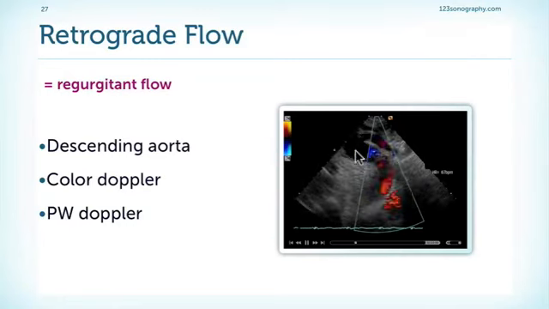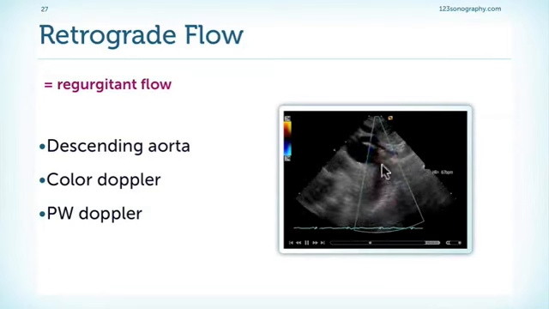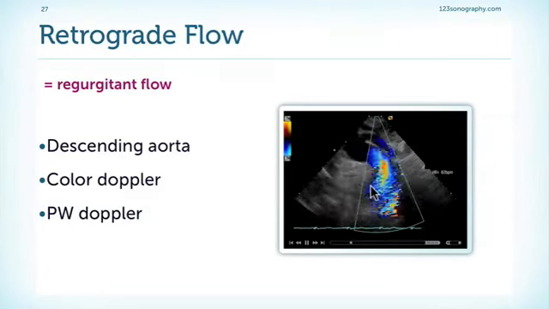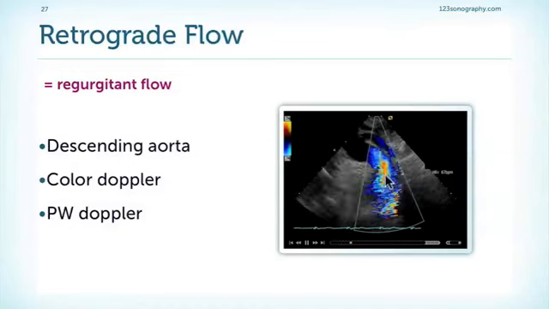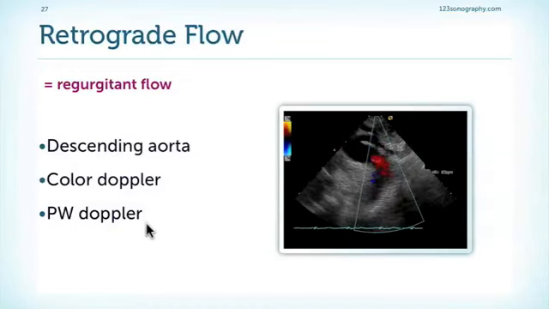This is a suprasternal view of a patient with significant aortic regurgitation, and what you see here is the descending aorta and the aortic arch, and in the color tracing you see that there is retrograde flow regurgitating back towards the left ventricle in diastole. We can use color, but we can also use pulsed wave Doppler to look at the amount of regurgitant flow.